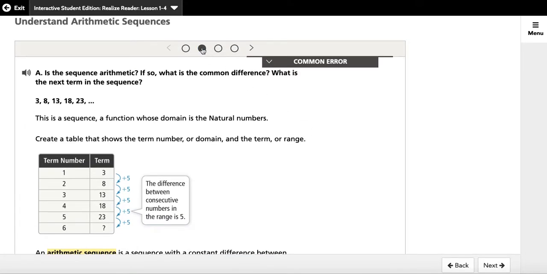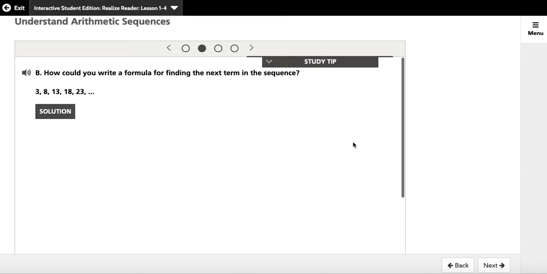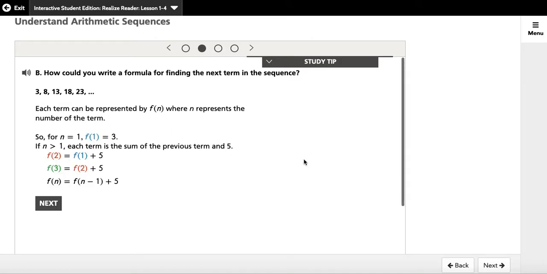That's how simple it is to see if it's an arithmetic sequence, and if it is, how to get the next term. Now we want to practice writing a formula, which is a little more confusing. How could you write a formula for finding the next term in the sequence? First, each term can be represented by f of n, where n represents the number of the term, like f of 4 would be the 18. So we have a starting point. When n equals 1, the first term is 3. And then for any term after that, we just want to add 5 to the previous term. F of 2 equals f of 1 plus 5. F of 3 equals f of 2 plus 5.